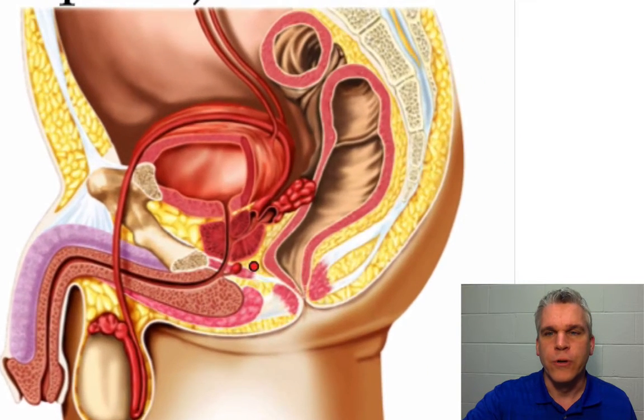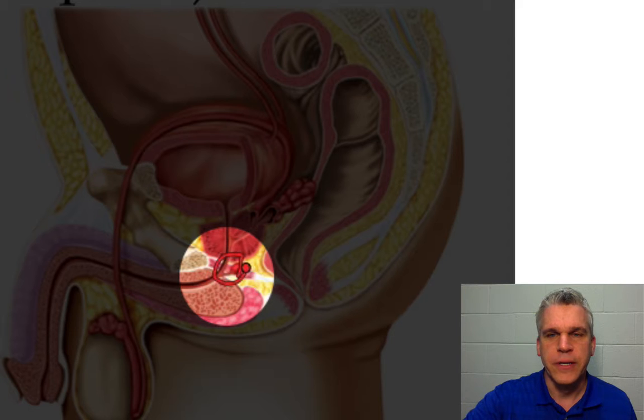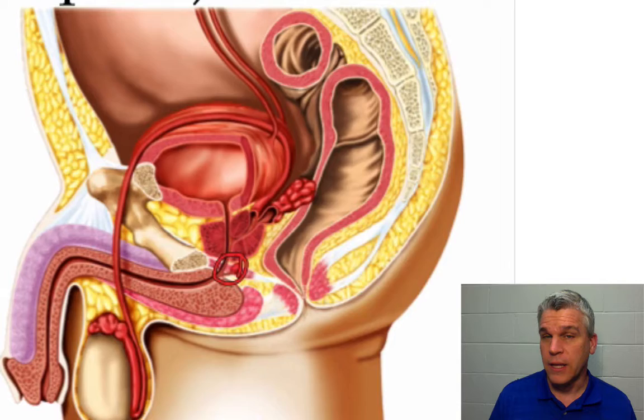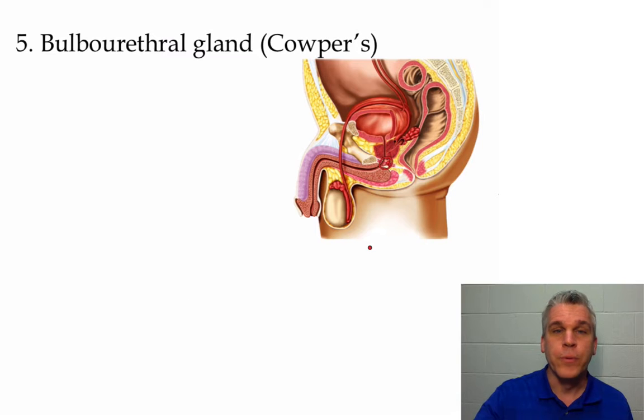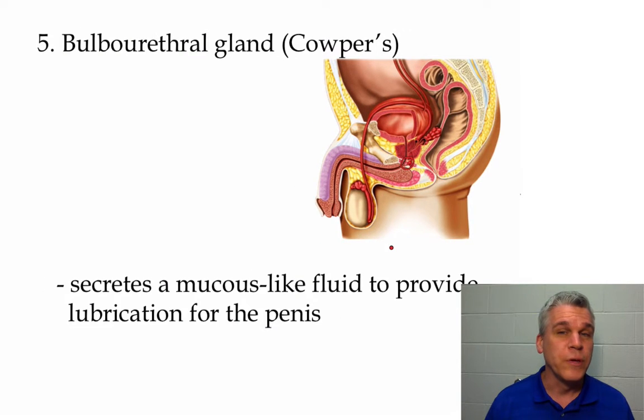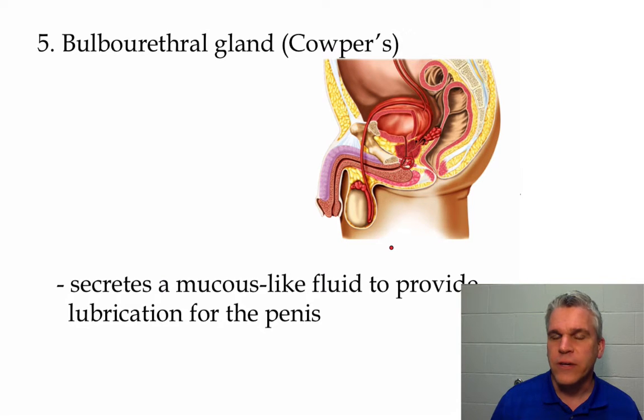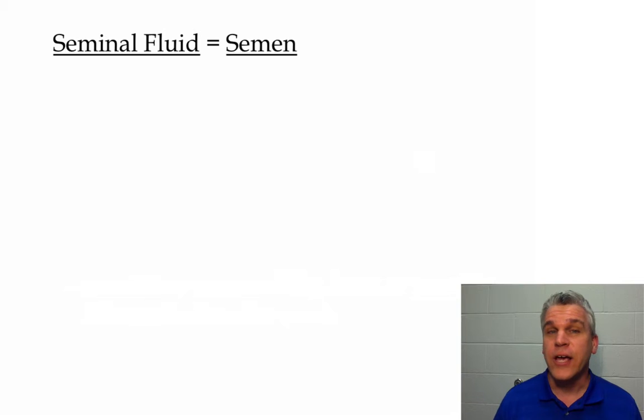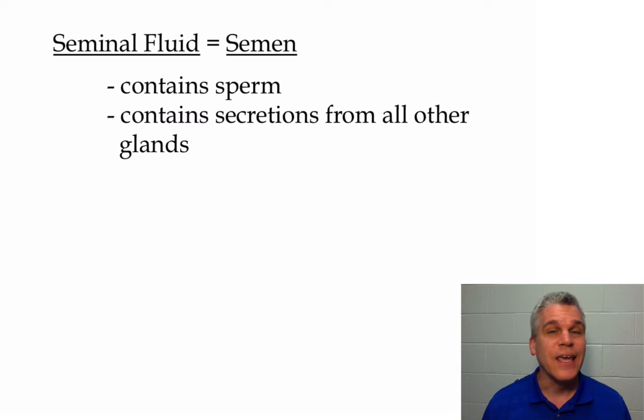The last internal organ is this small structure right here called the Bulbourethral gland, otherwise known as the Cowper's gland. And this also secretes a fluid. That fluid will be released prior to ejaculation, and that acts as a lubricant for the penis. During an ejaculation, the fluid that is released, what we might commonly refer to as semen, the technical term is the seminal fluid, contains the sperm cells as well as all the other secretions from the glands.